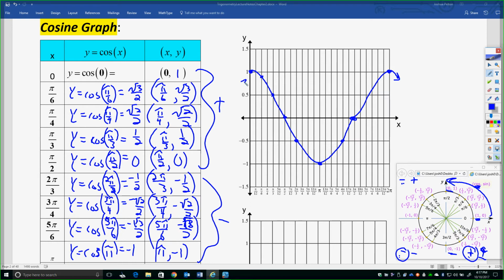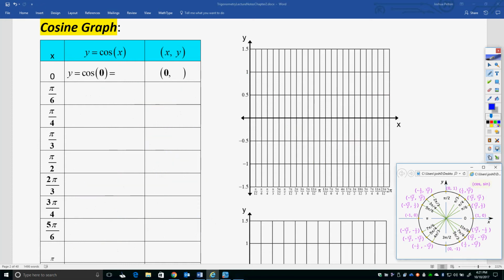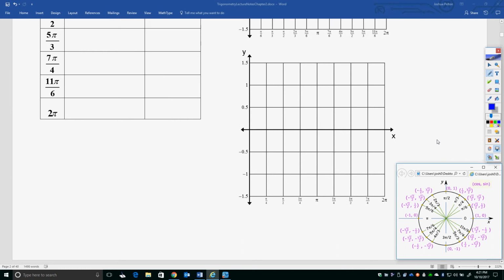We get a single cycle of cosine. But again, we don't need to do all of these points. We did more points than we needed to here. We can break it down. So let's skip down all the way to the pi over 4. We don't need them all.